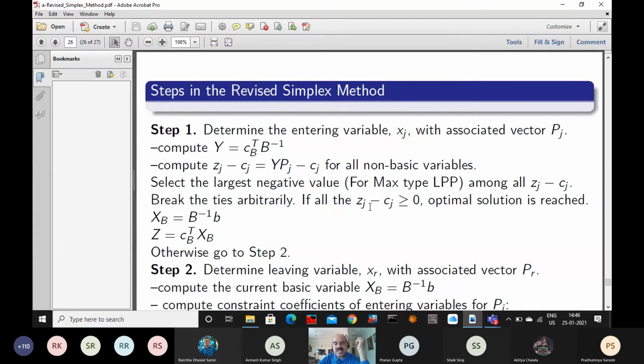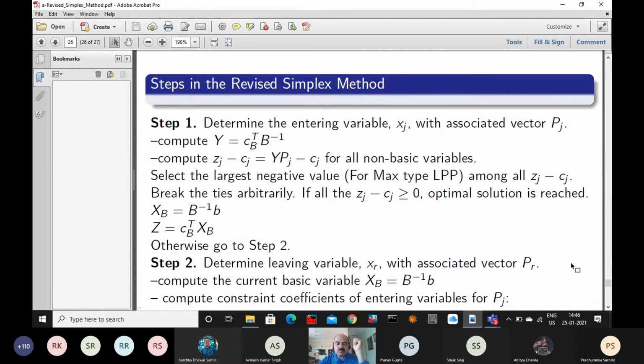If all the Zj minus Cj are non-negative, the optimal solution is reached. What is the optimal solution? XB equal to B inverse into small b, and Z equal to CB transpose into XB. If it is optimal, stop. Otherwise, go to step 2.